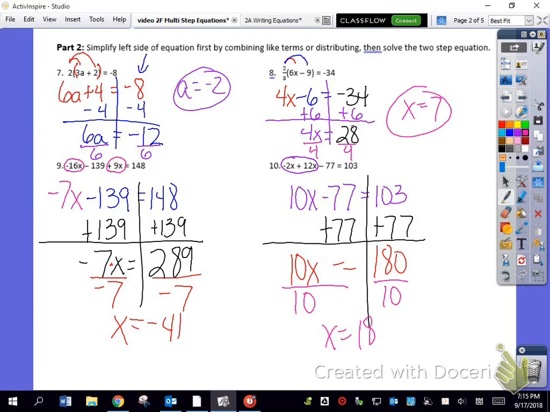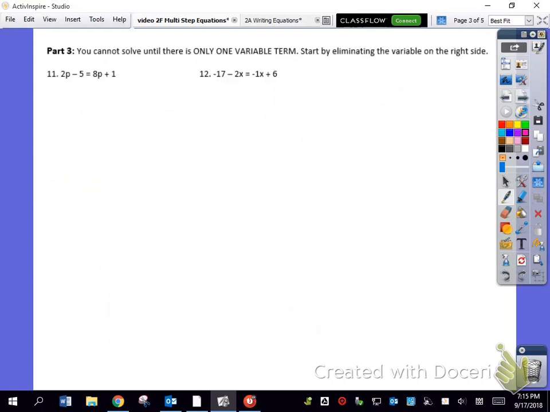All right, on part 3. Now, if there are two variables, remember you've got to get the variables on the same side, okay? So 8p has to move over here, negative 5 has to move to that side. And remember, when you move it, you've got to change the sign. So positive 8p becomes negative 8p, okay, that moves that. And then negative 5 becomes a positive 5.